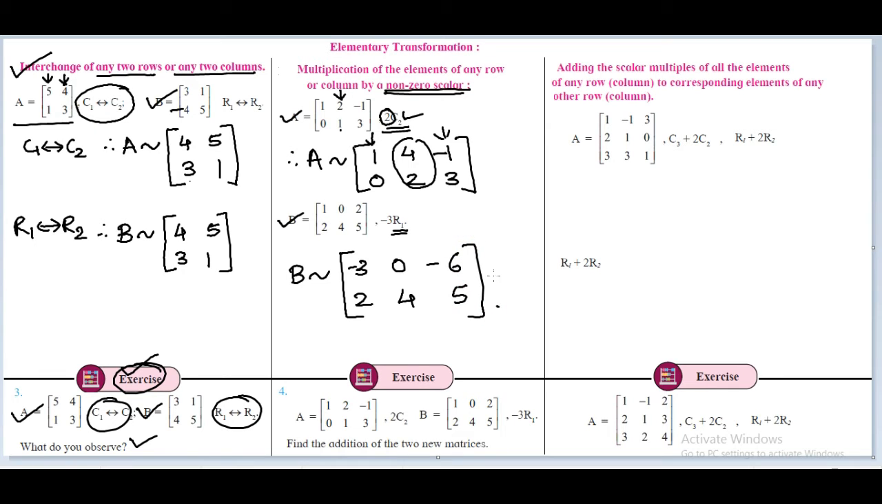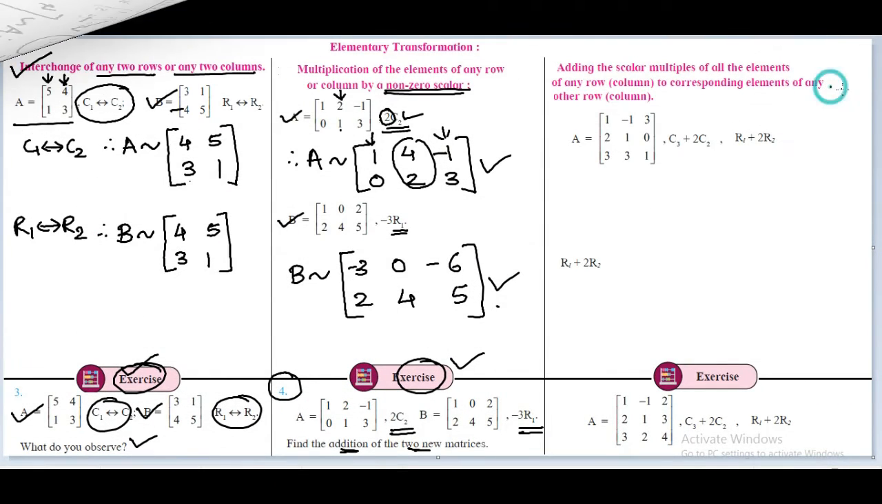Understood? Now again I have given an exercise question over here. I have shown you the transformations, right? Now what you have to do, find the addition of the two new matrices. What are the new matrices? This is one matrix and this is another one. You have to find the addition of the two matrices. For addition, I have already shown you how to add two matrices. Okay, this is exercise question number 4.